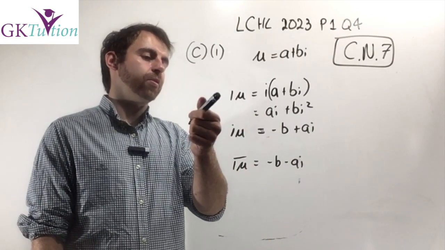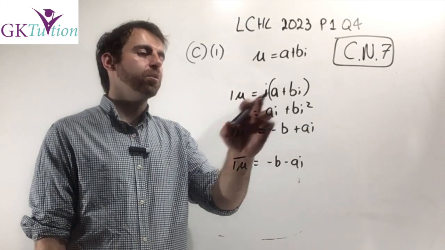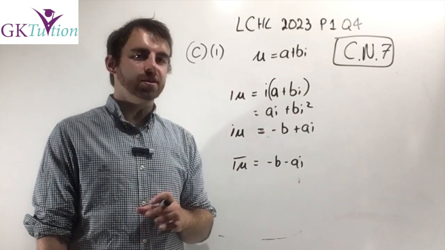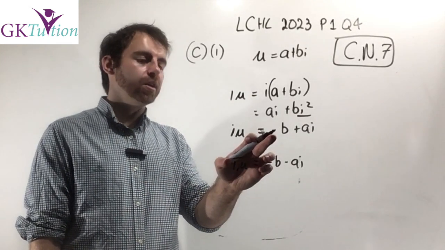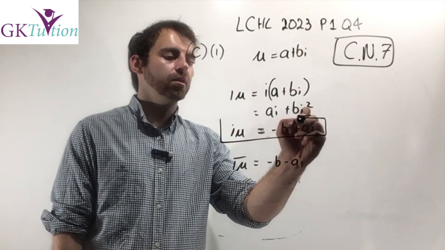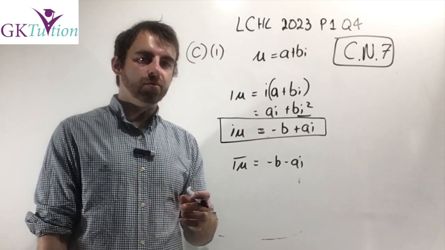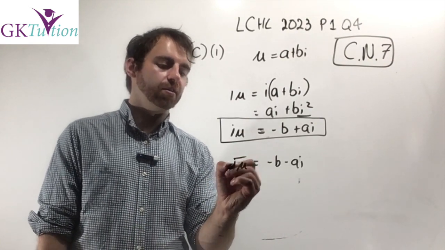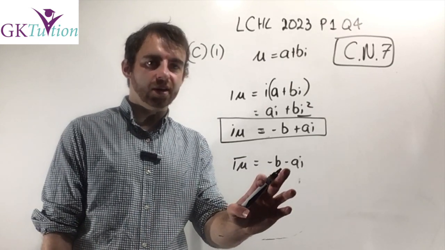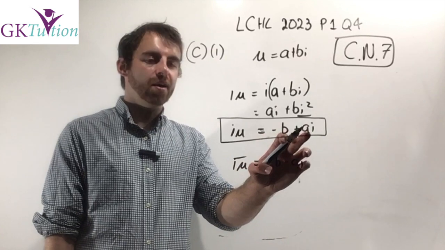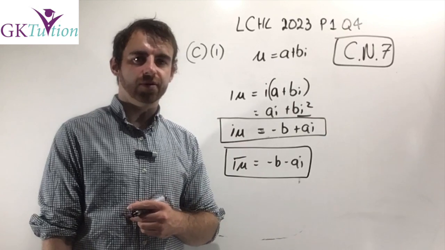So all we have to do for the first part is to multiply the complex number that was given by i. i times a plus bi becomes ai plus bi squared. And remember that i squared is minus 1, so that means this becomes minus b plus ai. So that's our answer for i times u. i times u is minus b plus ai. Then we're asked to get the complex conjugate of iu, which basically just means change the sign in front of the i. So minus b plus ai becomes minus b minus ai. So there are two answers for the first part of C here.